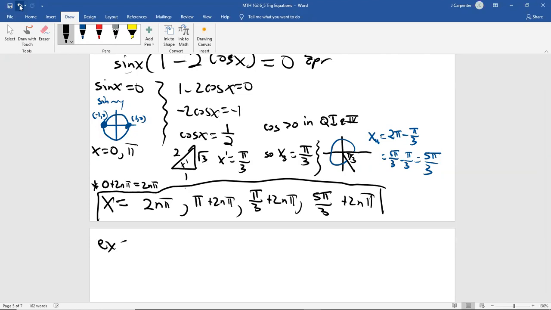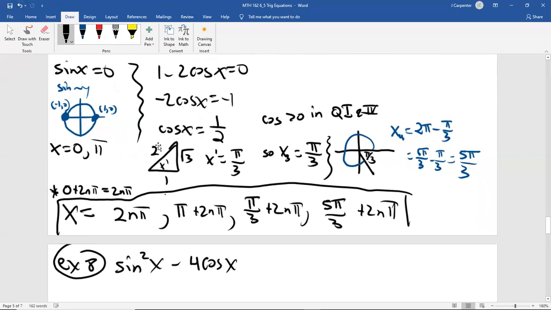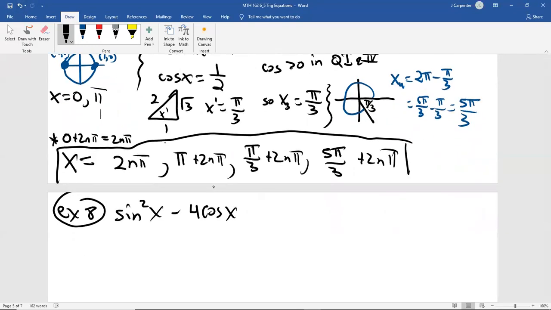All right, example 8. We're getting there. We are getting there, believe it or not. Sine squared of x minus 4 cosine of x plus 4 equals 0.